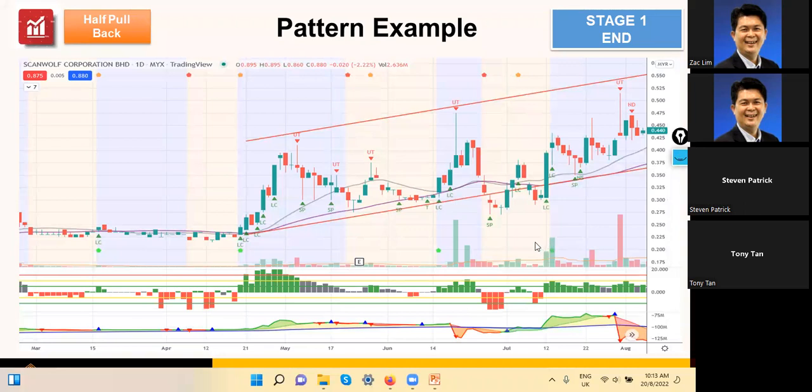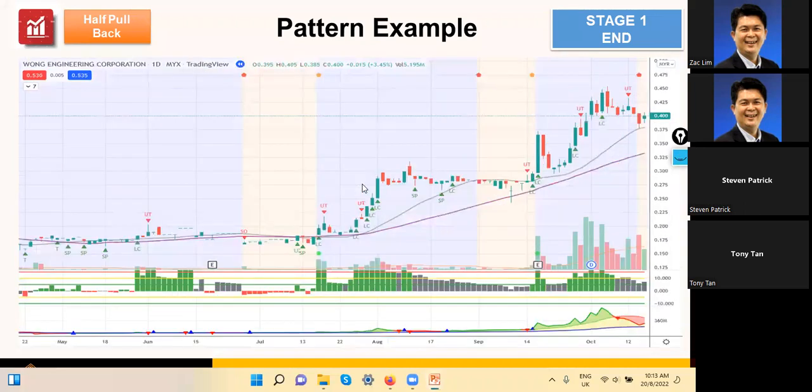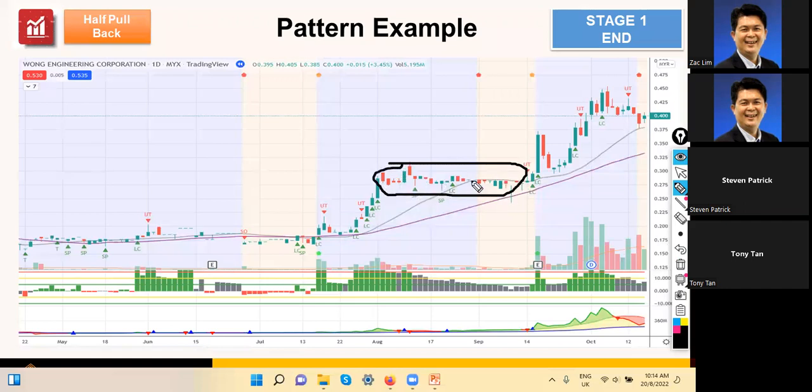So this is the example, and this is another example, Wong Engineering. This one is a little bit different because its markup is moving sideways, without a solid reason to pull back first. For this type of stock, it is actually quite dangerous if you jump in during here, because it might suddenly come down. So in this type of formation, you don't need to rush.